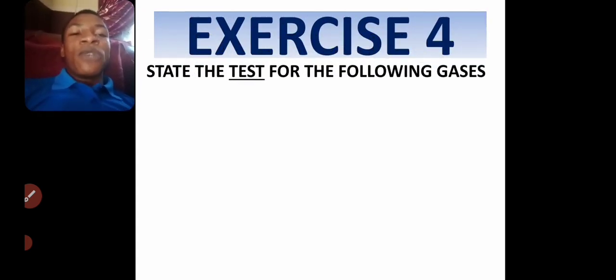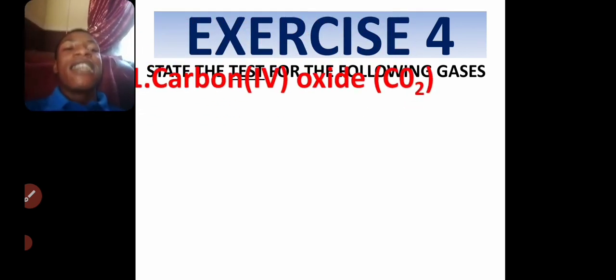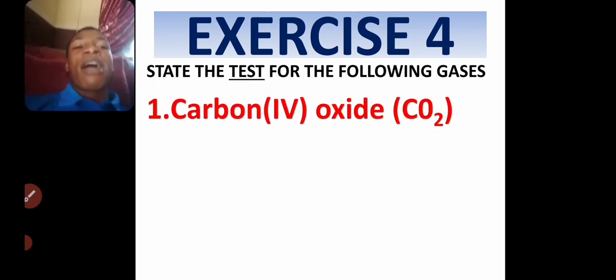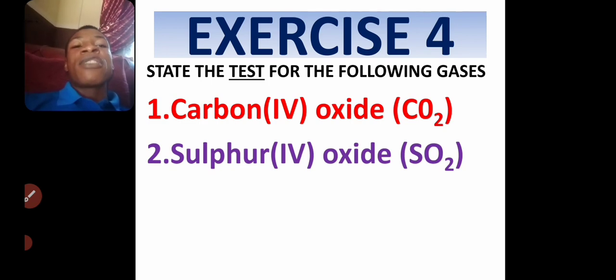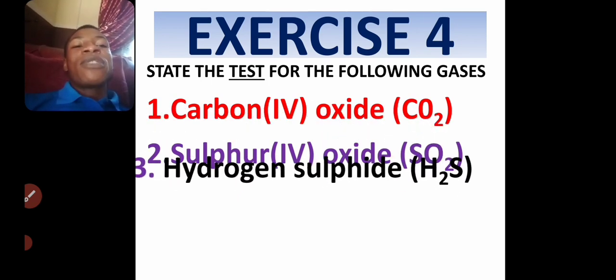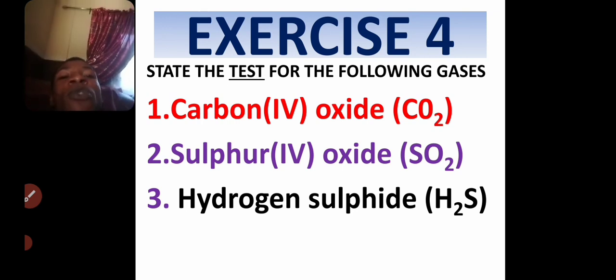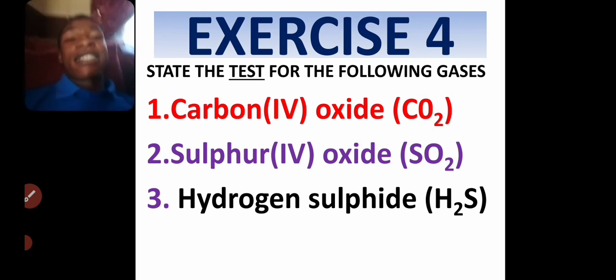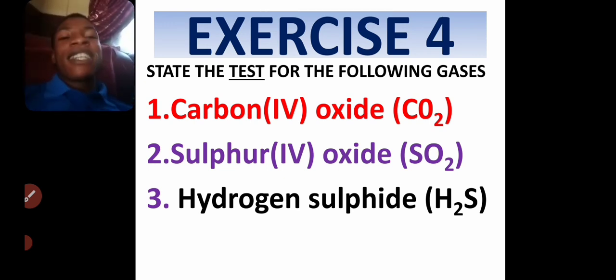So let's see exercise 4. Finally, you state the test for the following gases. How will you describe the following gases? Number 1, how do you test for carbon dioxide? How do you test for sulfur dioxide? How do you test for hydrogen sulfide? Remember that you must also note the test for hydrogen gas, a colorless, odorless gas that gives a pop sound with a lighted splinter.